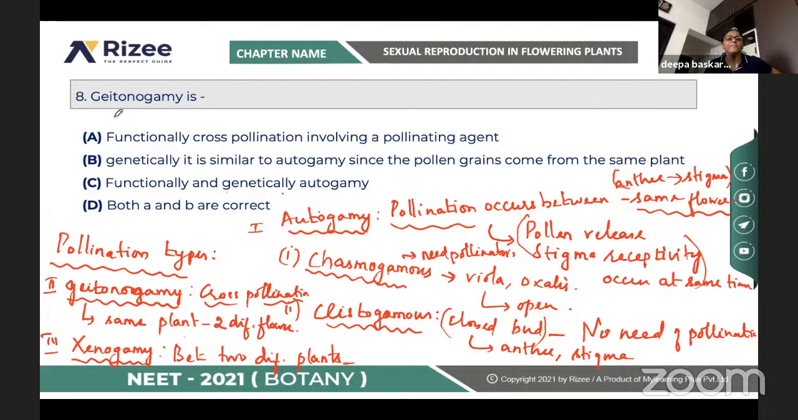So here the question is, functionally, cross-pollination involving a pollinating agent. Definitely, cross-pollination requires a pollinating agent. Genetically, it is similar to autogamy, since the pollen grains come from the same plant. Yes, geitonogamy is cross-pollination, but genetically, the flowers will be the same because the pollination occurs between flowers which are present in the same plant. So genetically, they will be similar. Okay, functionally and genetically, autogamy. No, we can't say functionally and genetically autogamy. So both A and B are correct.